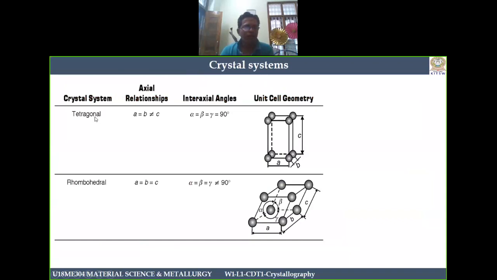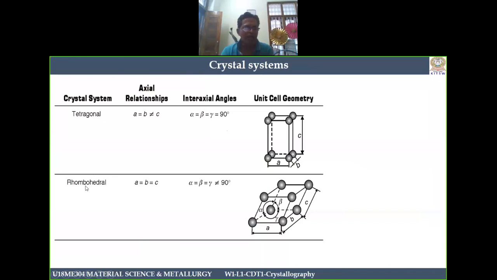Next system is tetragonal, wherein A is equal to B is not equal to C. Here A is equal to B, you can see, but the height C is different, and alpha is equal to beta is equal to gamma equal to 90 degrees. So the angles are 90 degrees.